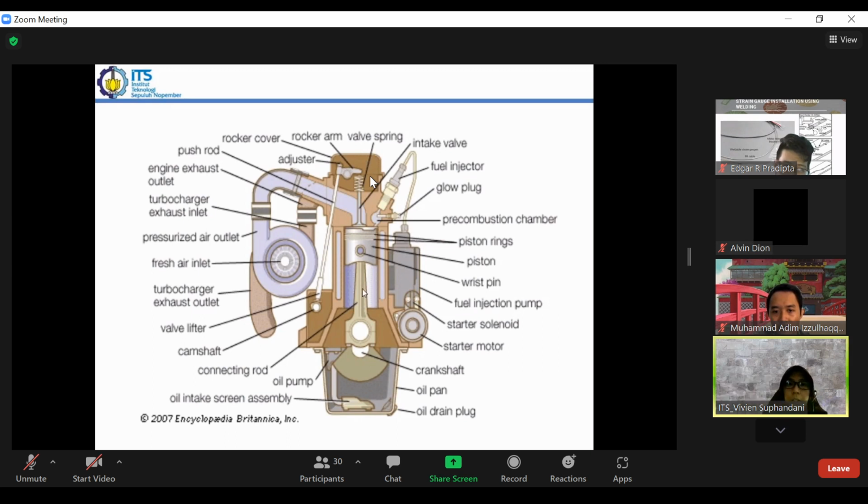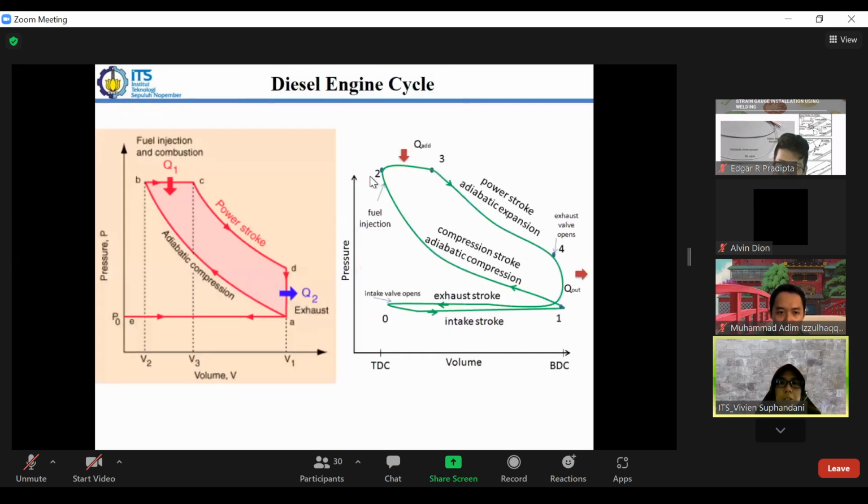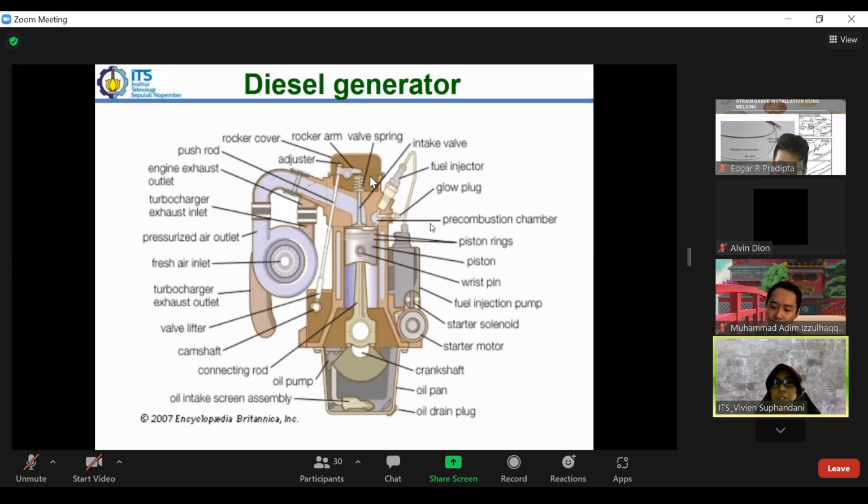All right. So the rest is more or less almost similar. The diesel engine here can be used for automobiles, or it can also be used for a generator. So this is an example of a diesel generator. It means that we can use that in a diesel power plant.